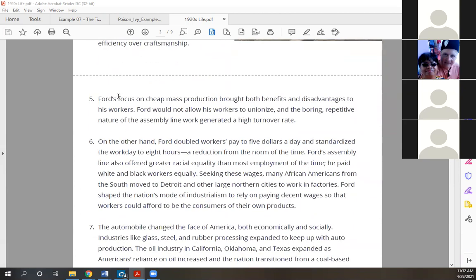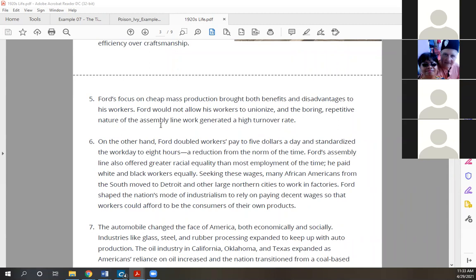Let me read paragraph 5. Ford's focus on cheap mass production brought both benefits and disadvantages to his workers. Ford would not allow his workers to unionize, and the boring, repetitive nature of the assembly line work generated a high turnover rate. So people didn't work there very long because it was boring and repetitive, but he did pay well.